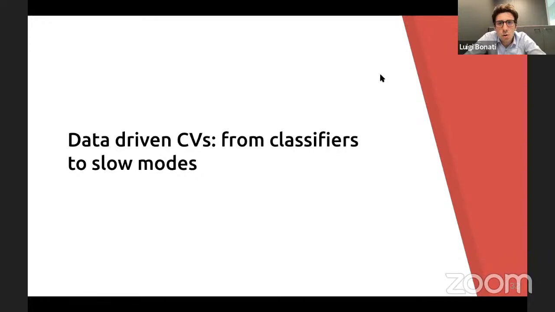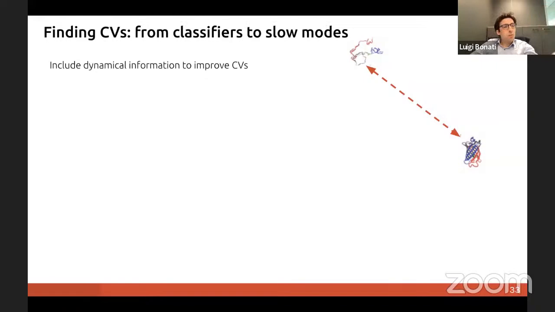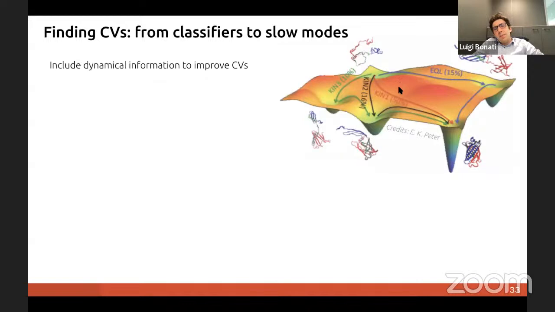Okay, so in the second part, we want to improve on our description of the collective variables. In particular, we would like to go beyond classifiers, because in the first part, we started just from the knowledge of these metastable states. But in practice, what we would like to add is some dynamical information, because the situation is way more complex, as we have already seen in some of the examples before. And we would like to inform our CVs of the presence of maybe multiple metastable states and the transition pathways between them. How can we do this?